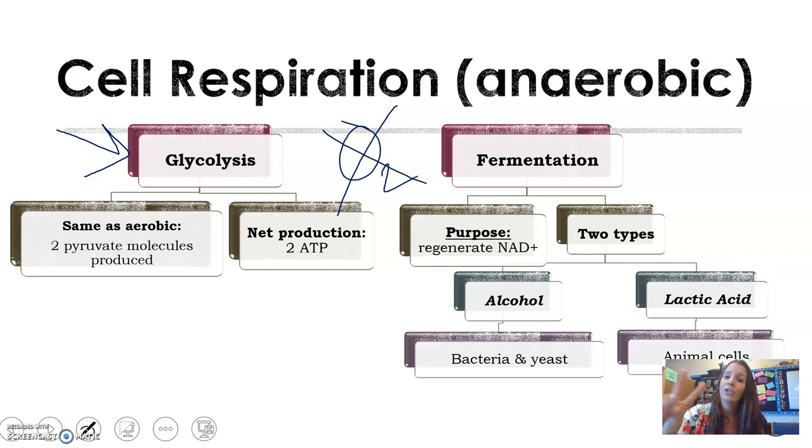But there are 2 types of fermentation you need to be aware of. There's alcohol fermentation and lactic acid fermentation. So bacteria and yeast cells will do alcohol fermentation. This is actually how things like beer and stuff like that is made, is through alcohol fermentation. But lactic acid, you're probably really familiar with that. If you've ever had sore muscles, right? You get lactic acid buildup in your muscles. That's because you are doing anaerobic activities. Things like sprinting, for example, would be an anaerobic activity.